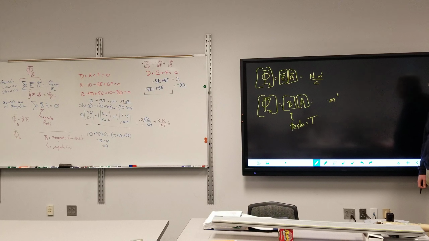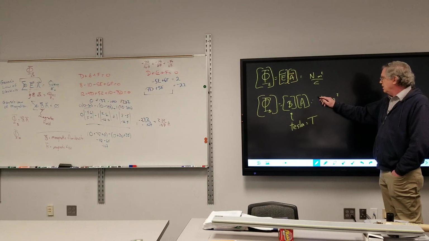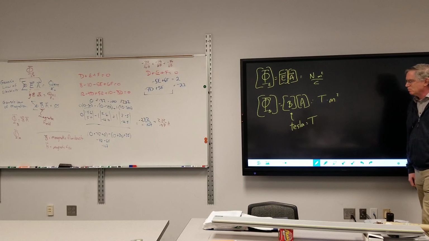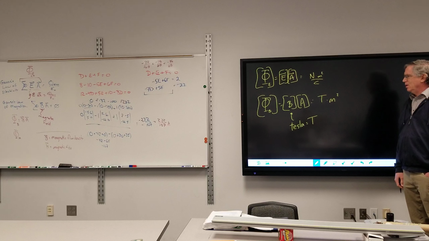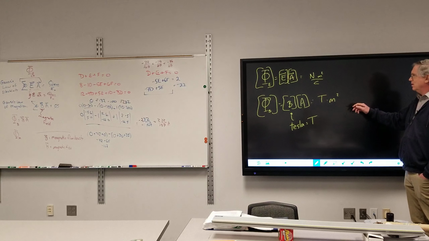All I can think of at the moment, the two units in this course that are not explicitly named for someone, well, they're named for someone, but it's not exactly their name, are the farad and the volt. I think all the other units are named for someone specifically. I mean, they actually use the full name. So this would be a Tesla meter squared. That is a Weber.